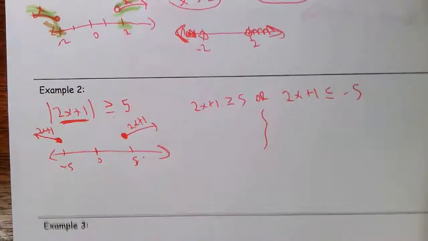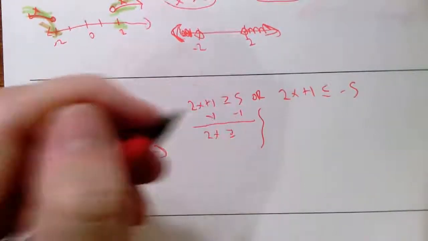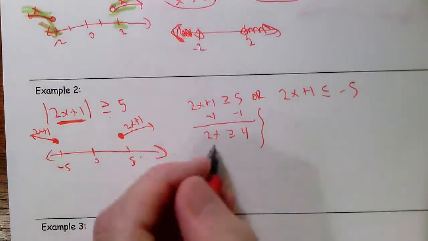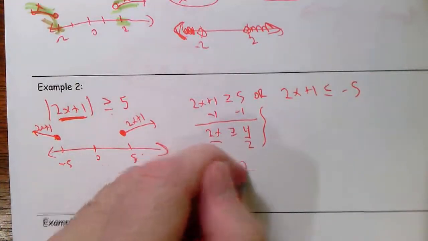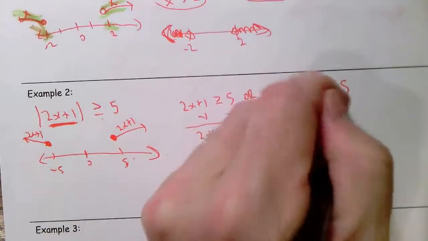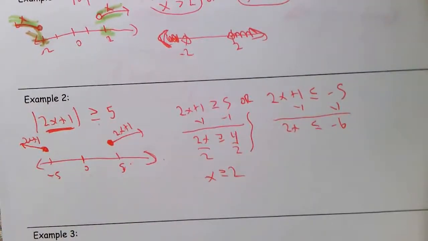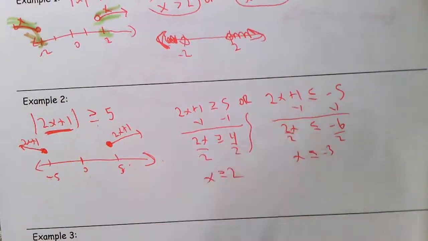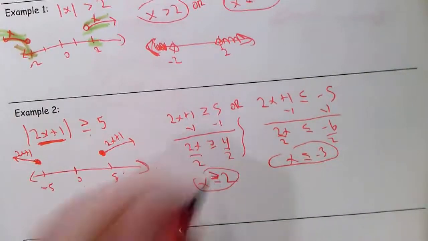And I would solve the two parts. I would subtract 1 from both sides, giving me 2x plus 1 is greater than or equal to 4. And I would divide both sides by 2 and get x is greater than or equal to 2. On this one, I would also subtract 1 from both sides, giving me 2x is less than or equal to negative 6. And I would divide both sides by 2 and get x is less than or equal to negative 3. So these are my solutions to this problem.